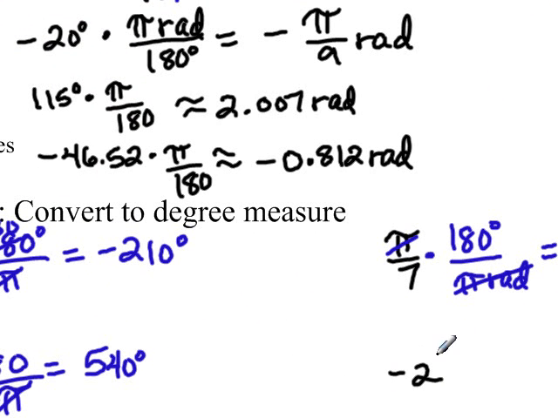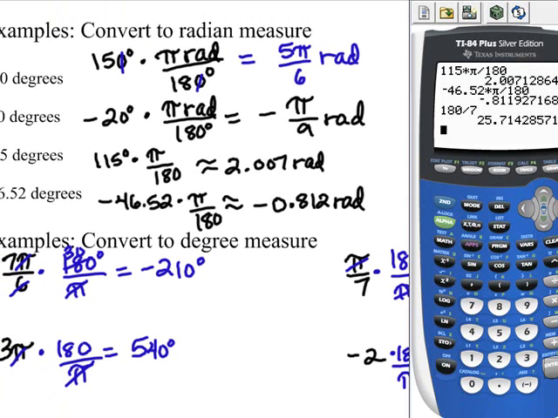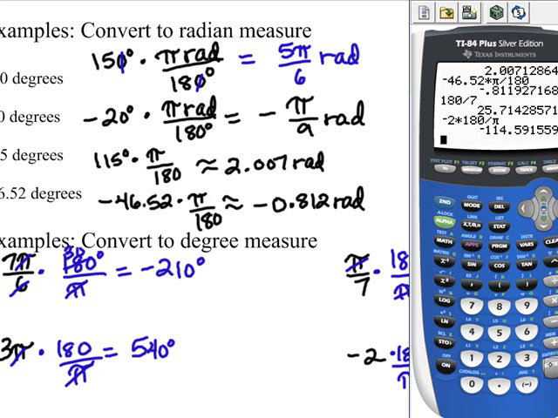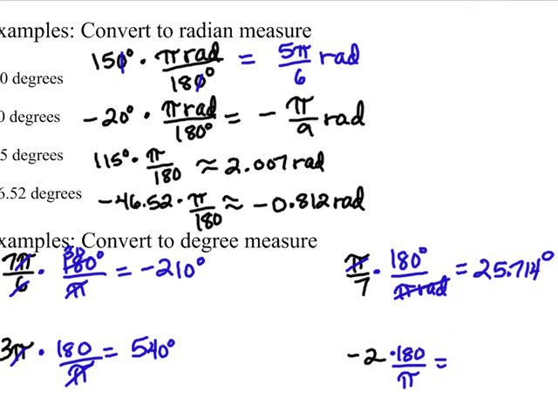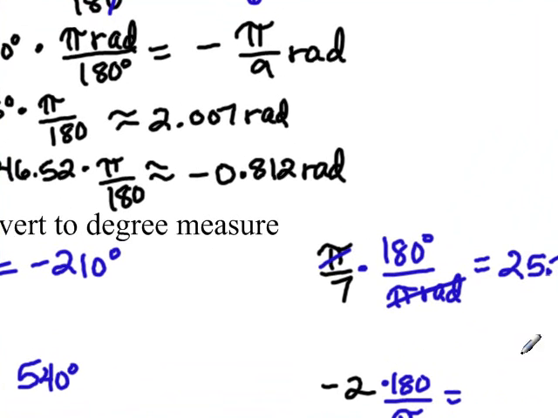Now to do negative 2 to degree measure, I'm going to multiply by 180 over pi, and I'm going to have to use a calculator here. So I would have negative 2 times 180 divided by my pi. And that's going to give me negative 114.592, and again, in terms of degrees.